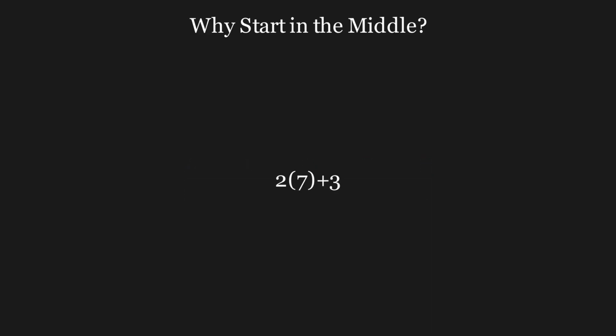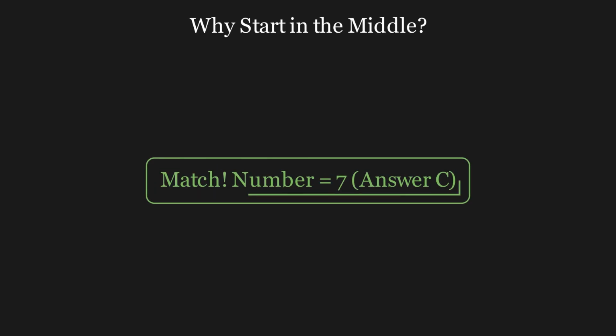Let's test it. 2 times 7 is 14, plus 3 is 17. That's exactly what the problem said. 17. Match. The number is 7, answer C, and we found it without ever doing algebra.